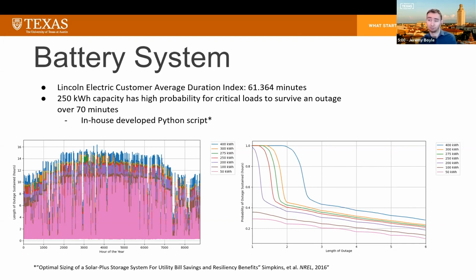This is based on a relevant paper. We found that the 250 kilowatt hour battery size was the smallest size that was able to meet this 1 hour configuration, or 1 hour outage survivability, at very high confidence. On the graph on the right, you can see that it's near 100% confidence at 1 hour.